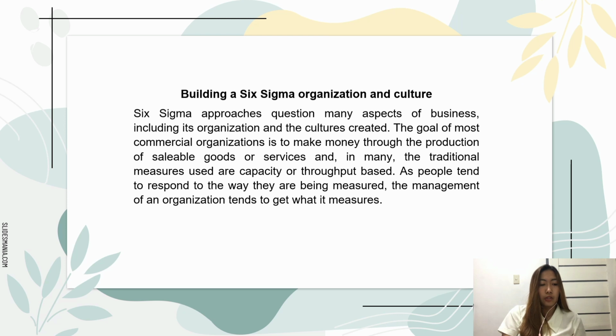Most commercial organizations' goal is to make money by producing saleable goods or services. And many of the traditional measures used are capacity and throughput based because people respond how they are measured. Organizational managements tend to get what is measured. As a result, throughput measures may generate work in process and finished goods inventory, depleting the company's cash and working capital. And clearly, extreme caution is required when determining what to measure and how to measure it.